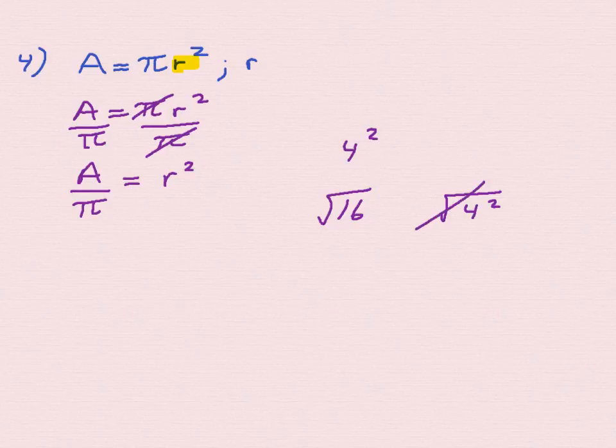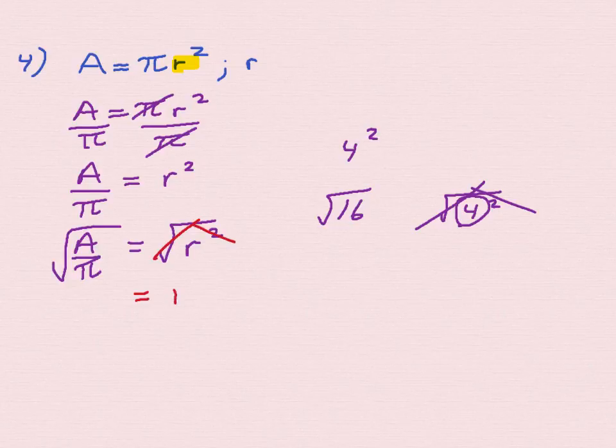The square and the square root cancel, leaving you with just the number. So the square root of both sides will cancel and make the radius isolated. To show that, the square root and the square cancel each other. They're opposite operations, and you're left with the radius equals.